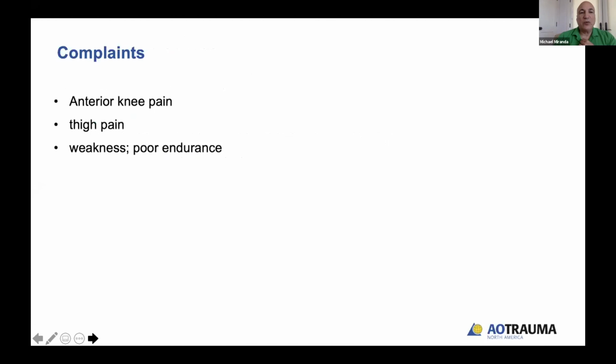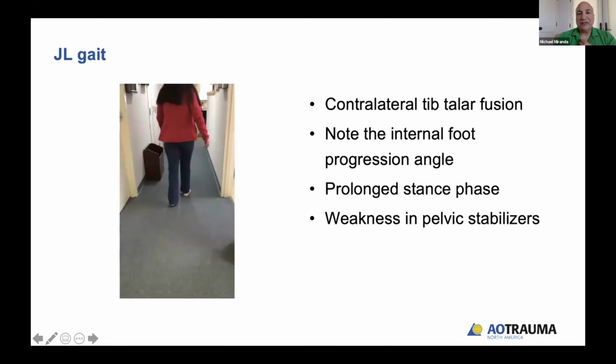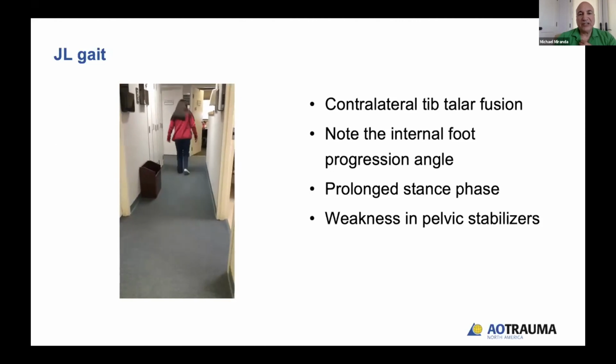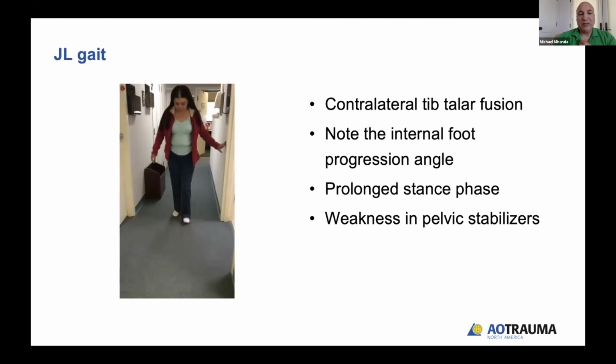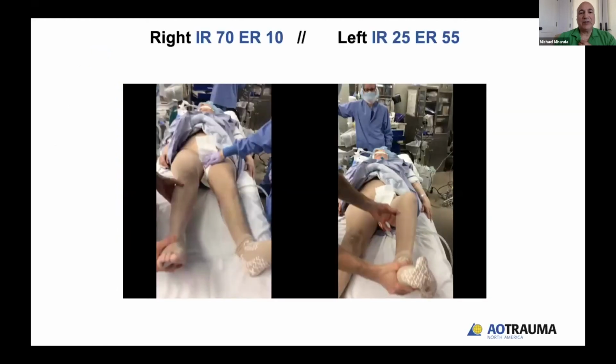Her complaints otherwise were anterior knee pain, thigh pain, weakness, and difficulty with endurance when walking. She noted that she couldn't make it through the grocery store without having to stop and rest. Now, this is her gait. She has a contralateral tibiotalar fusion, but you can see here that she has an internal foot progression angle, which is different, right? She has a prolonged stance phase, on her right side that we're looking for, and she has some weakness in her pelvic stabilizers. So you can understand why she would have a problem.